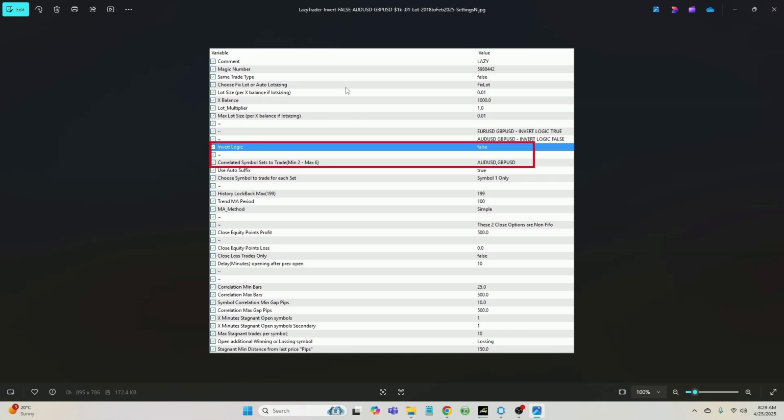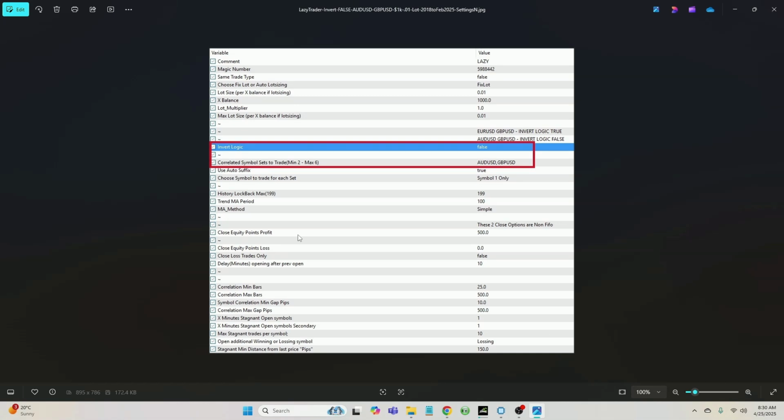There are a lot of other settings here you don't have to mess around with. I've already experimented with this expert. As you can see here, choose symbol to trade with is symbol 1 only. You can trade both symbols at the same time, and when it reaches the equity points profit, we have 500 points. You can adjust that to scalp at 50 points or 100 points, where 200 points is equivalent to 10 pips. I did experiment with those settings. I've just settled on this one.